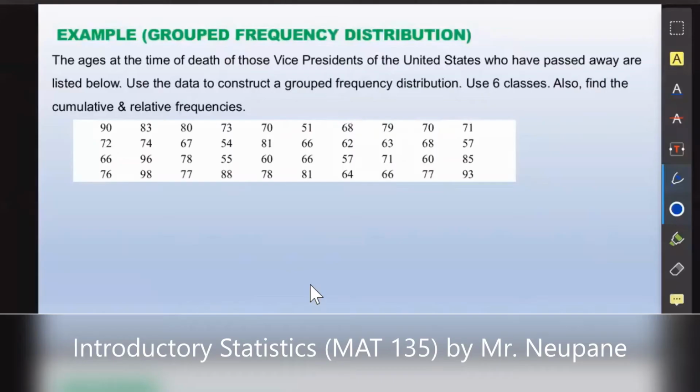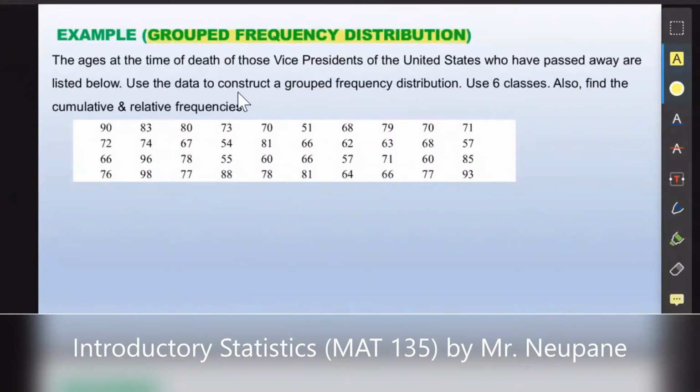Okay, here is the example. In this one, you can see we are constructing a grouped frequency distribution. We normally make a grouped frequency distribution when we have a large number of observations. Let's see what is here. The ages at the time of death of those vice presidents of the United States who have passed away are listed below. So these are the ages of the vice presidents at the time of their death.